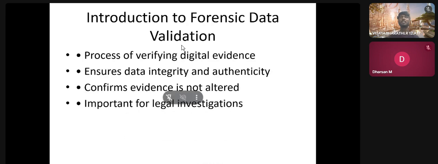The introduction of forensic validation is the process of verifying digital evidence, ensuring data integrity and authenticity, and confirming the evidence has not been altered. The main importance of forensics is in legal investigation, because if someone has not done these things, we should not implicate them. That's why we go ahead with the legal investigation.